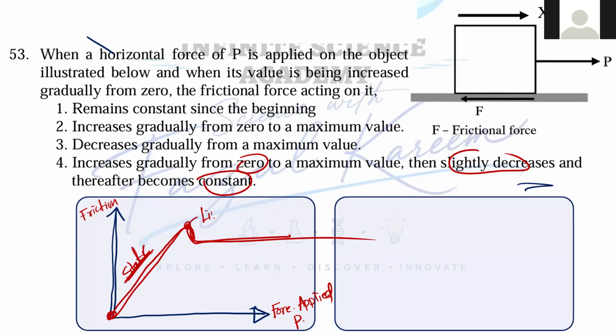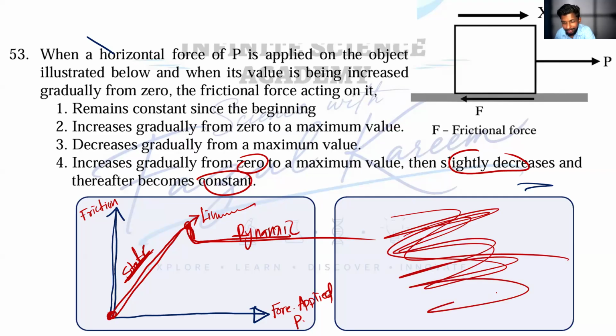Limiting. Very good. And this one? Dynamic. Very good. So static, limiting, and dynamic frictional force. There was another word for dynamic. I can't remember that. Kinetic.